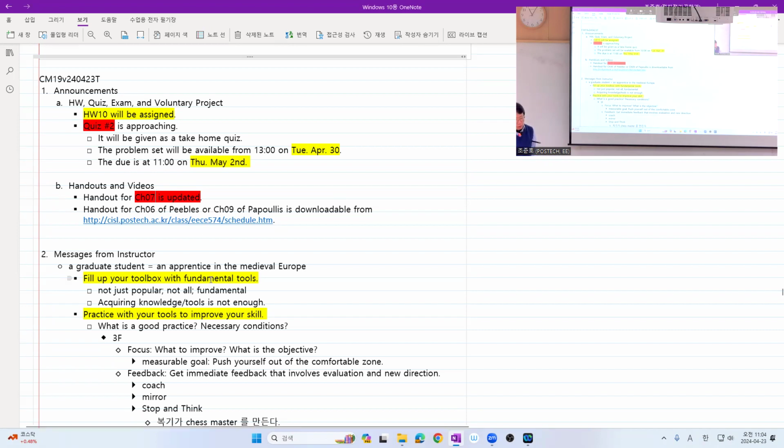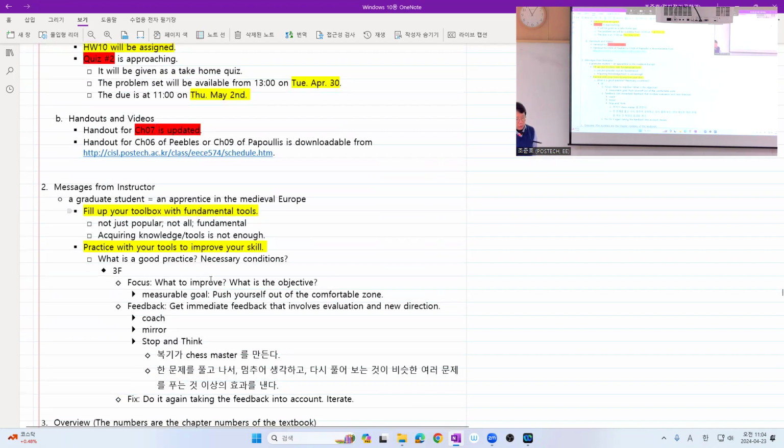The message from the instructor is the same. You need to fill up your toolbox with fundamental tools, which includes skill in math, especially in analysis and measure theory and measure theoretic probabilities. And you also need a lot of practice. Without practice, your toolbox is just filled up with tools you cannot use, and no one wants that. So you need a lot of practice.